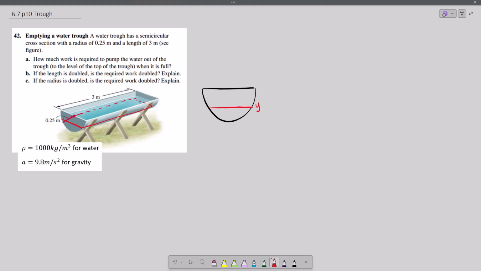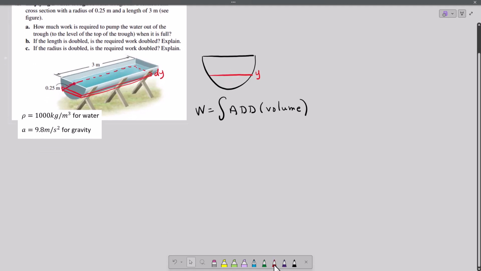Okay, so let's first get our formula down here. Our work is going to be the integral of ADD volume. Volume is in parentheses because it's not the volume of the tank, it's the volume of a slice. When you form a slice, now you're imagining adding 3 dimensions to this, and the thickness of that slice is dy. So we're going to get the cross-sectional area, multiply it by dy to get a cross-sectional slice.